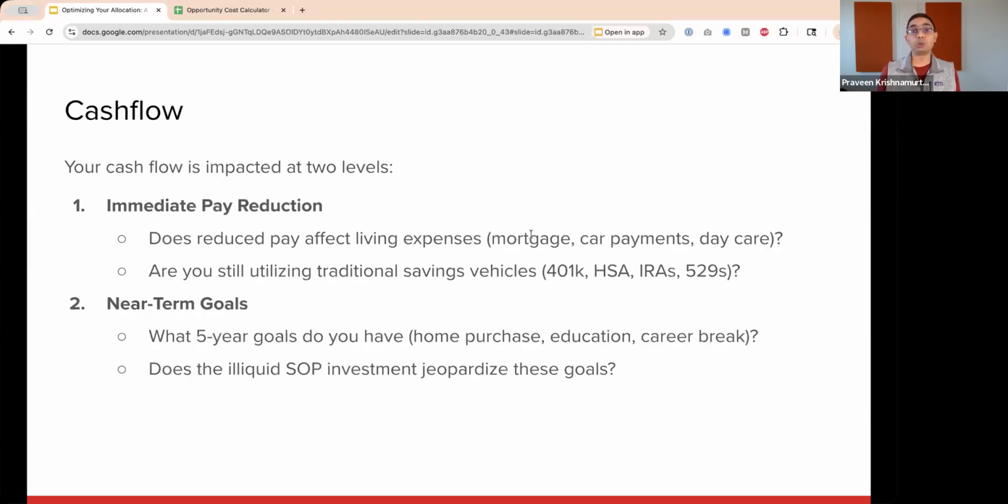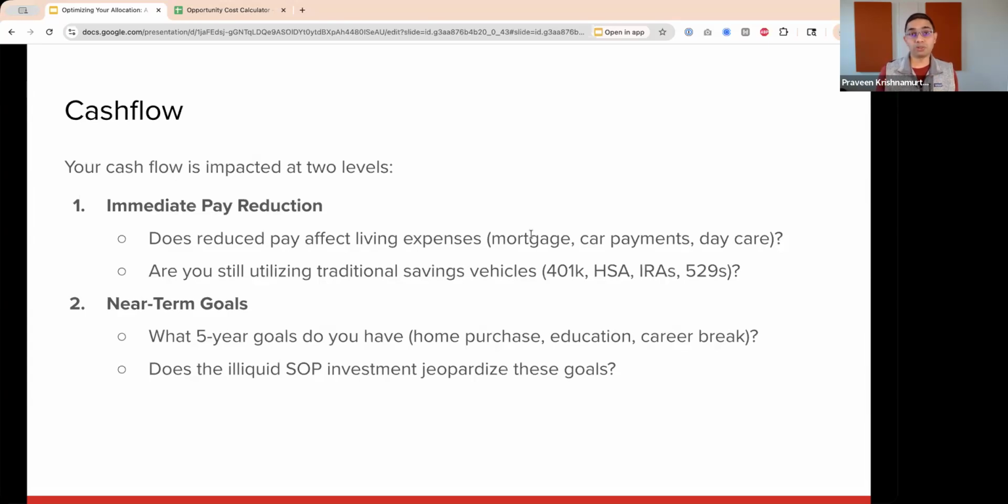So cash flow matters on two different levels. First, does the reduced paycheck strain your monthly budget? Think of mortgage, utilities, childcare. Also, does the SOP allocation limit your ability to contribute to tax advantage savings vehicles like the HSA, 401k, 529? Historically, these vehicles have been great wealth builders for Americans. Remember that all these compete for the same dollars.